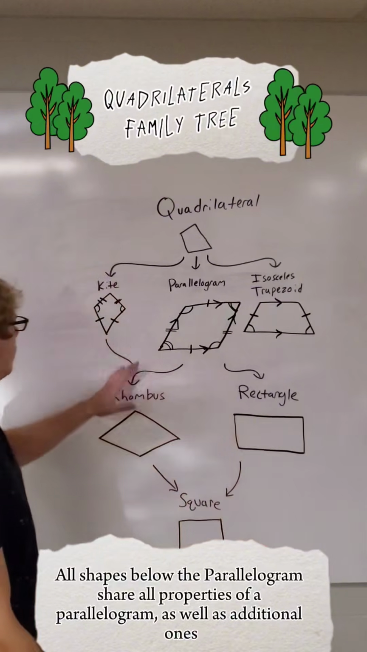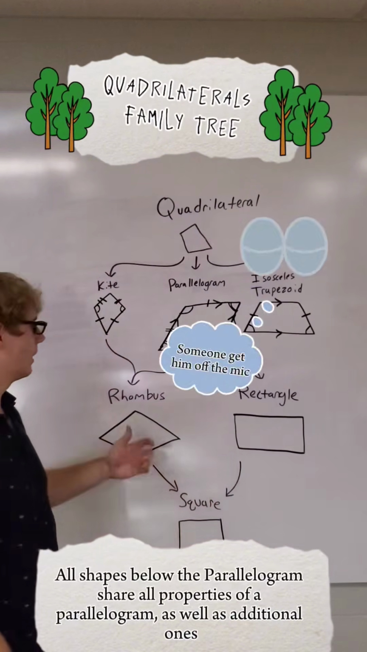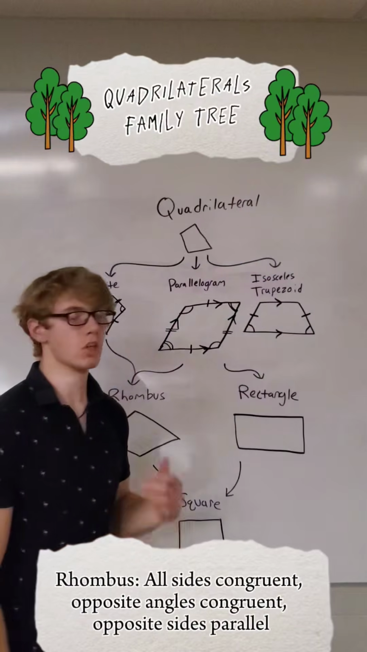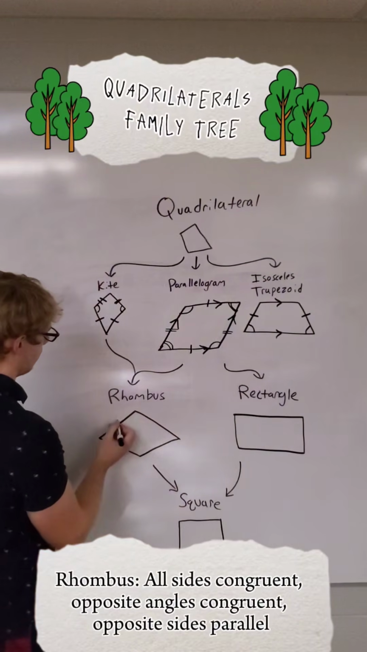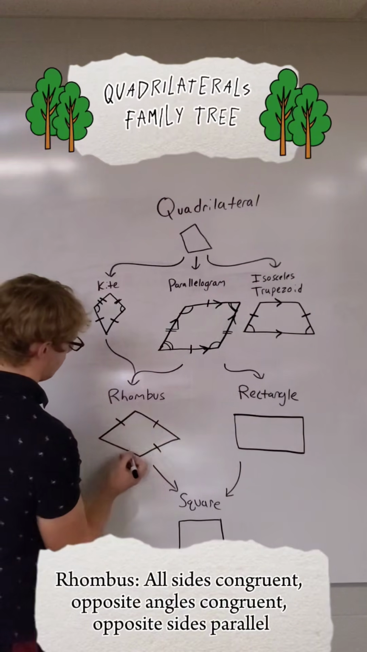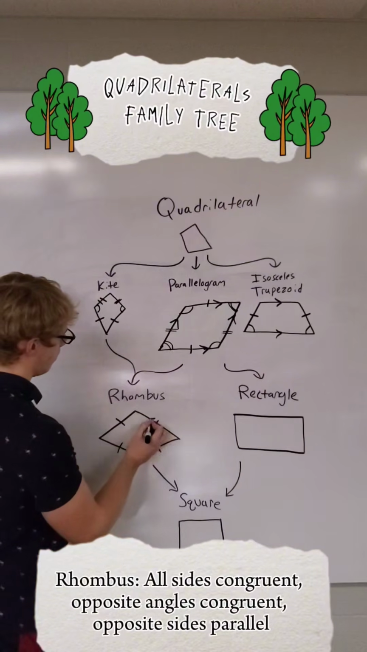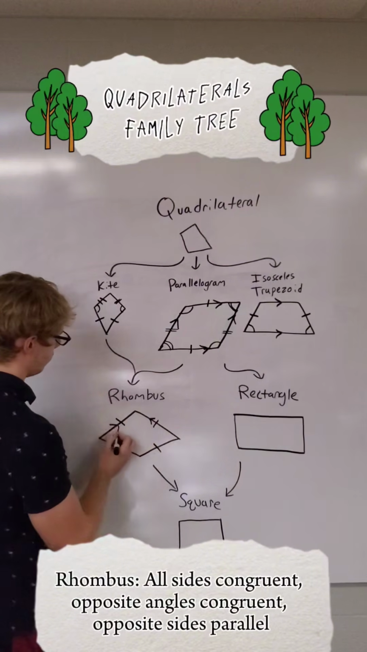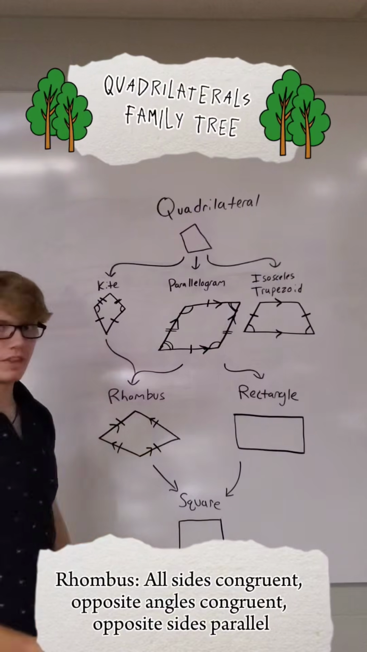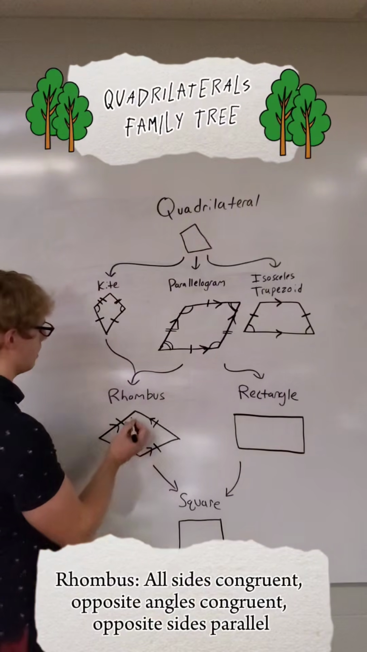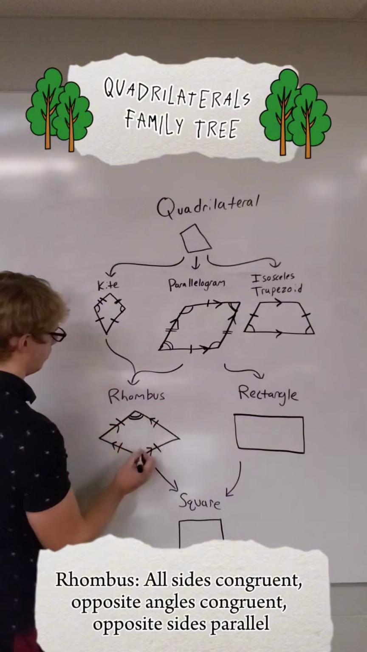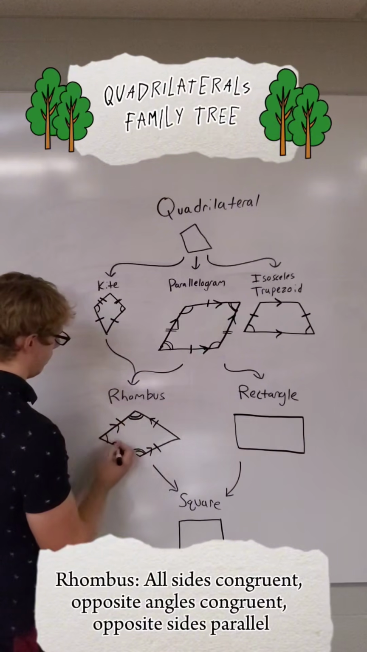Now, I don't know how, but the kite parallelogram had a child, and it's called a rhombus. For a rhombus, all of the sides are going to be the same. I'm going to mark those with 1 tick mark. These sides across from each other are going to be parallel, so I'm going to add that there as well. We also know that the angles across from each other are going to be congruent. So I'm going to mark those here, just like so.